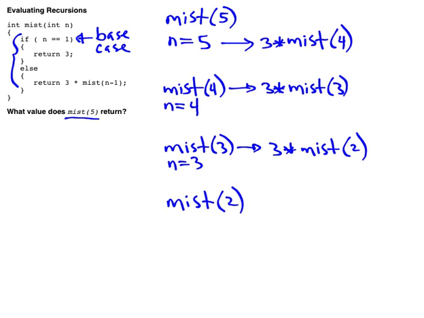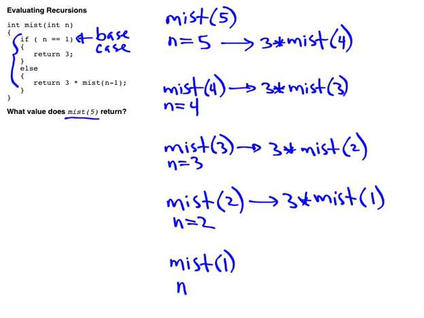So mist of 2, n is equal to 2. Since it's not 1, we're going to return 3 times mist of n minus 1, which is 1. Our final method call is mist 1, where n is equal to 1. And now we've finally reached the base case. This is going to give me a definitive output. It's going to return 3.